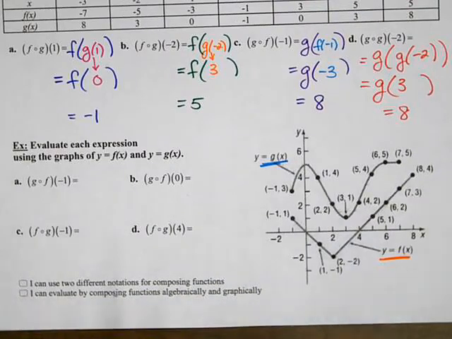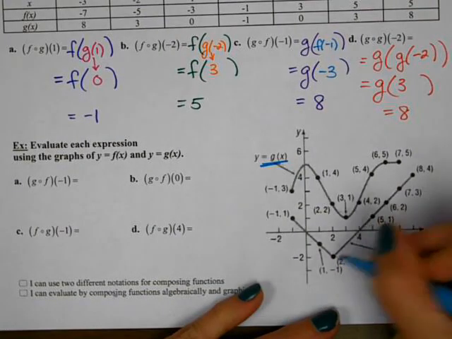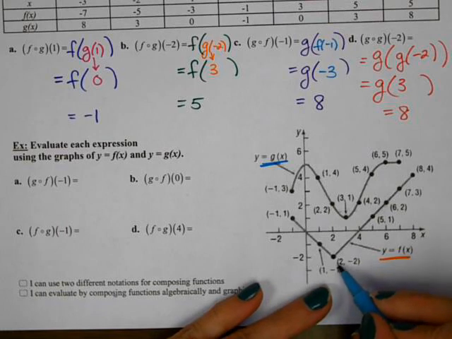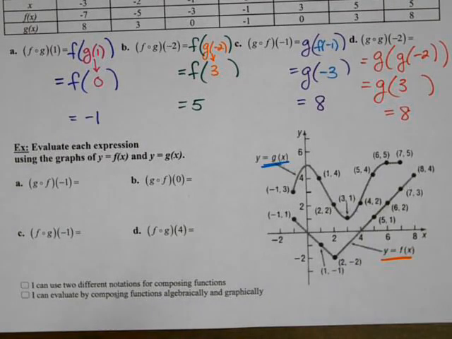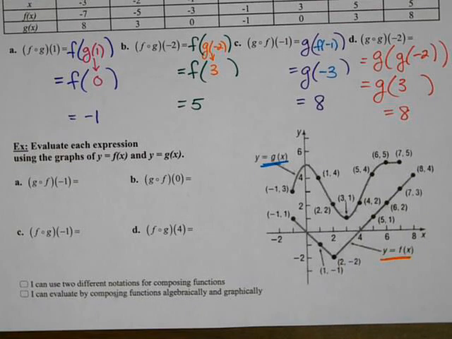So for example, there's this point right here. On the f function, that's 2, -2. So that's 2 for the x value. Going into f, you get -2 as the y value. All right, let's try some of these here.